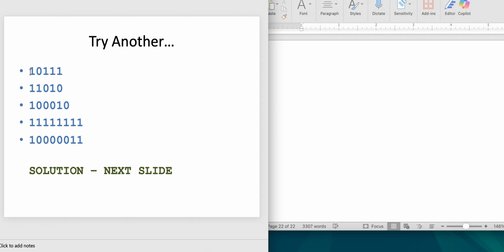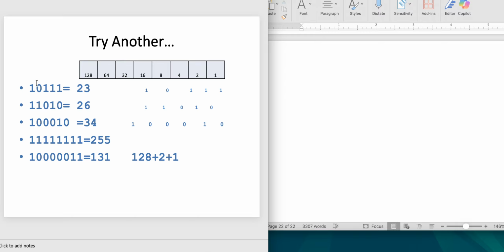What is the decimal equivalent of these particular binary numbers? 10111, 11010, 100010, all ones, and 10000011. We can see that if we take 10111 and position it so that it matches the magic numbers here, we add 16, we add 4, we add 2, and then 1, and we get 23.